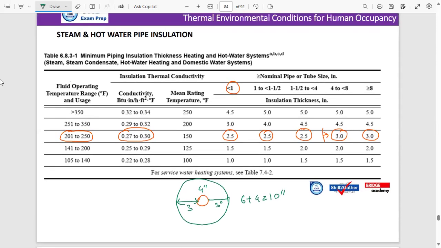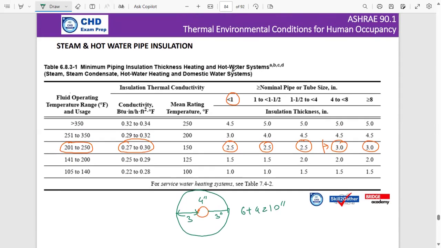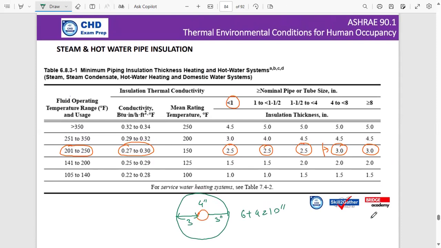Now, the idea about the insulation for the steam and hot water system is clear for you, and you also know the reference from where to get it. Thank you. Let's move on.